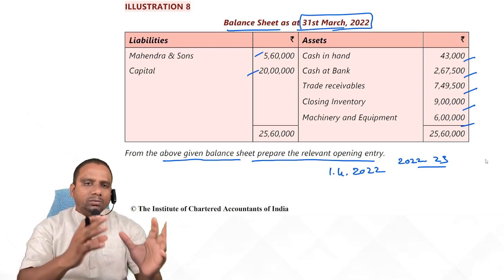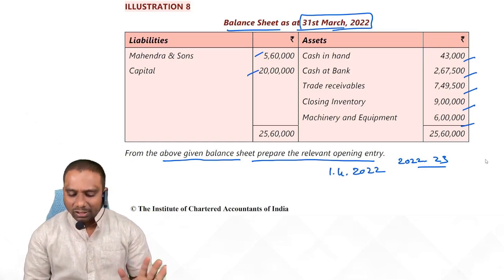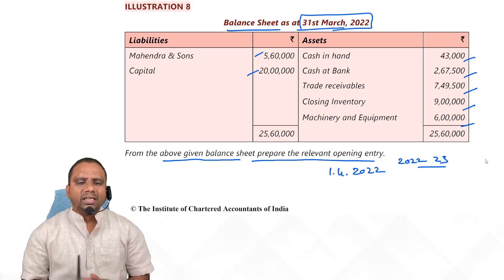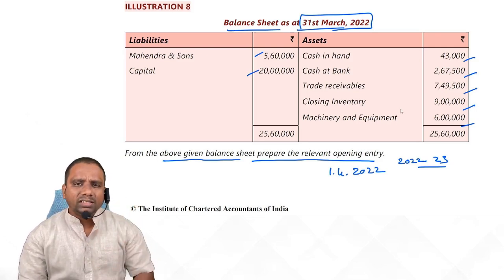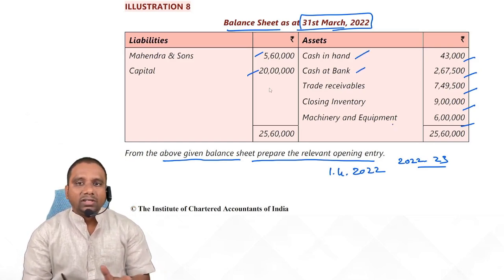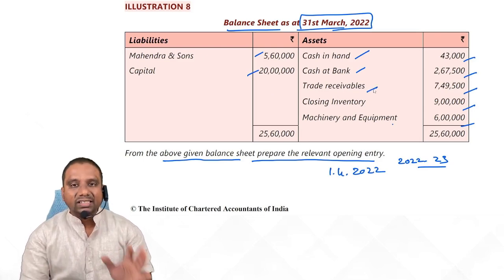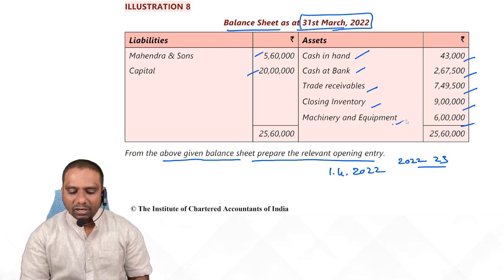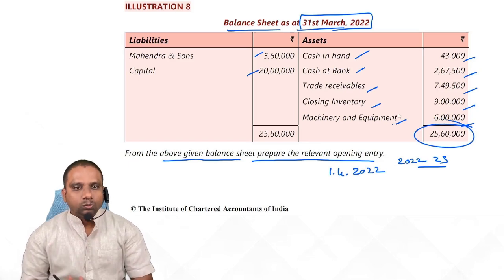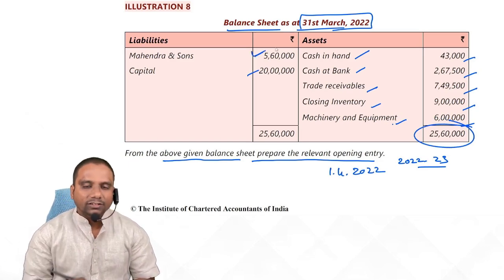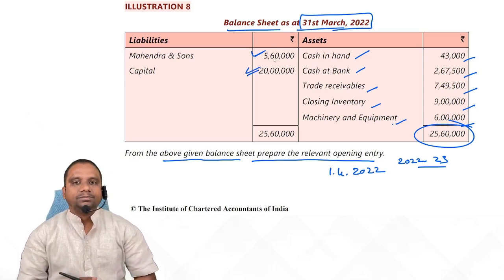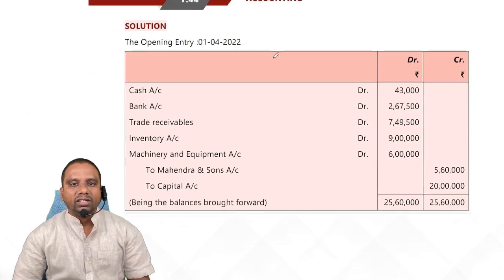Whatever assets, liabilities and capital information we have in the balance sheet is taken as the opening entry in the next year's books. How is the opening entry recorded? Simple. One by one, asset account debit, like cash account debit, bank account debit. Don't write cash in hand account or cash at bank account. Cash account debit, bank account debit, trade receivable account debit, closing inventory account debit, plant machinery and equipment account debit. Total debit 25 lakh 60,000. To, write down first the outside liabilities: Mahindra and Sons 5 lakh 60,000. Assets minus liabilities is nothing but capital, so to capital 20 lakh. Dear students, this is the opening entry we record.